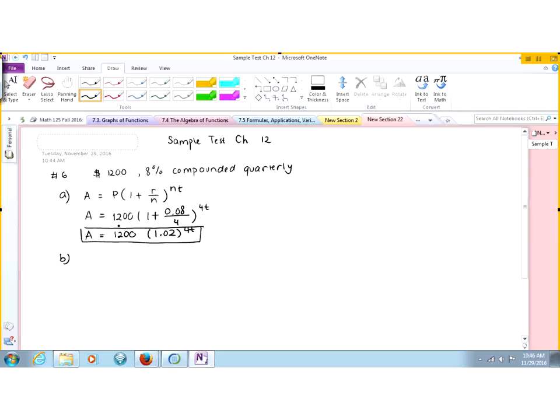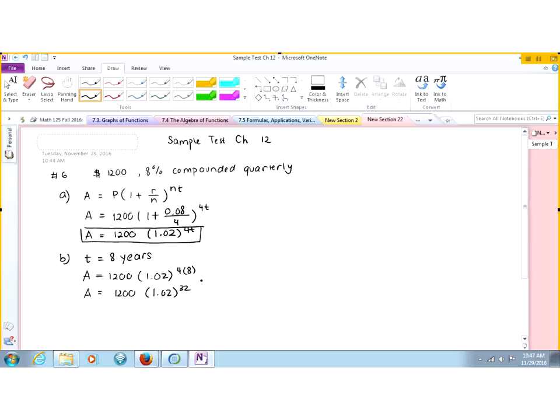Now B, how much do you have after 8 years? So what is given here? t is equal to 8 years. So what is the amount? How would you do this? A is 1,200 times 1.02 raised to the 4 times 8. So this is just 1,200 times 1.02 raised to the 32. Is the 1,200 also raised to the 32? No. So it's just 1.02. You have to be careful when you enter it in your calculator. So it is going to be 1,200 multiplied by 1.02 raised to the 32.